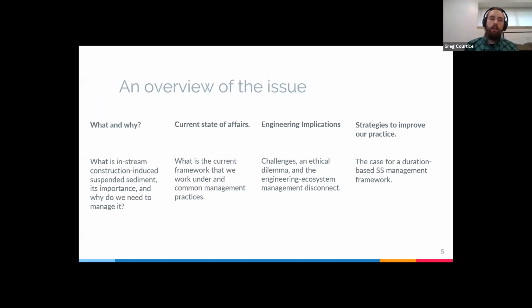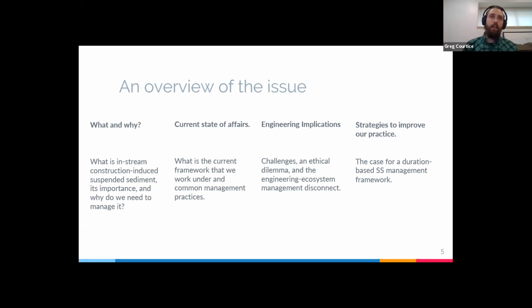So what I'm going to go through in this presentation is first, I want everyone to be on the same sort of playing field as far as what is in-stream construction-induced suspended sediment, why it's important, and why we do need to manage it. It isn't something that we can just go and release as much sediment as we want, do whatever we need in the rivers. We need to manage it. It's just how do we manage it?